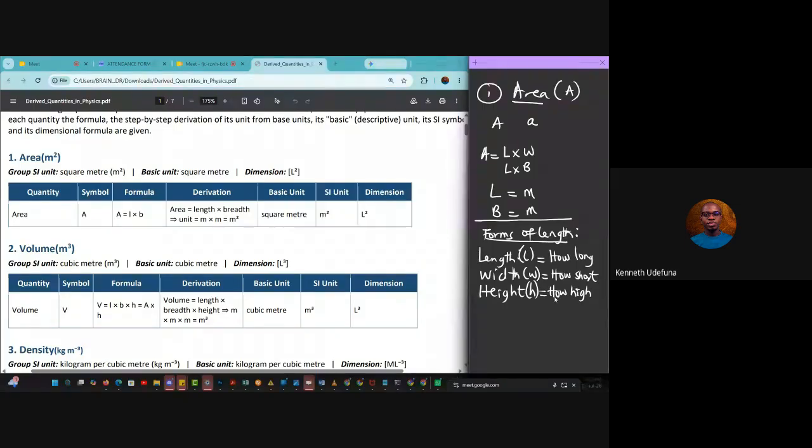Then another form is what we call distance, represented as s. That one is how far. So when you hear the word how far, it is known as your distance.